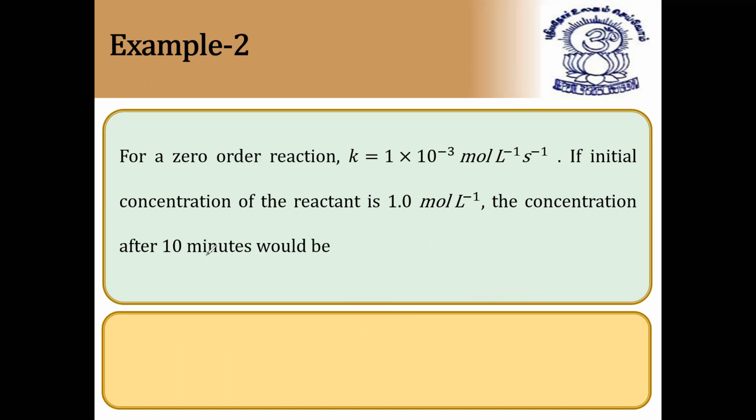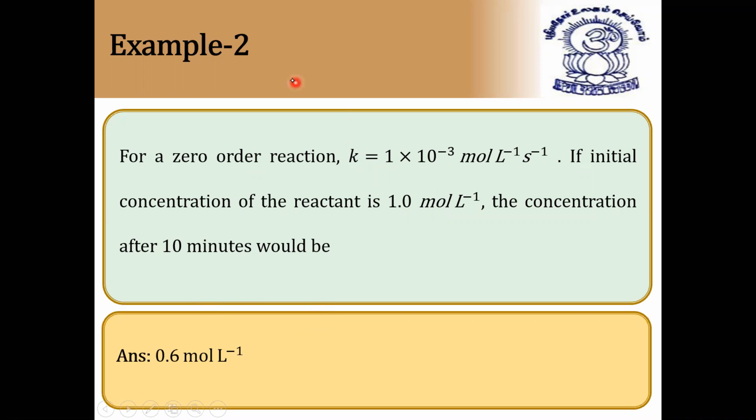So K is equal to 1 into 10 to the power minus 3 and T is equal to 10 minutes. After substituting this, you will get the value. Here it is given as 1 mole per liter, so we have to take 1 minus X, because the initial concentration is 1. So the answer for this will be 0.6 mole. How did we get 0.6 mole? X is equal to K into T, K is equal to X by T.